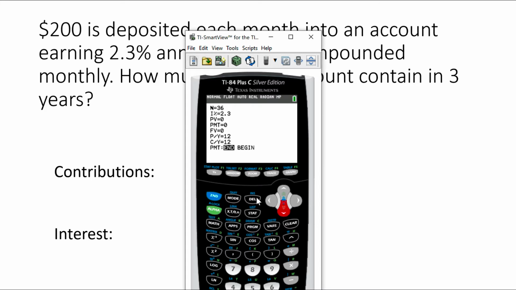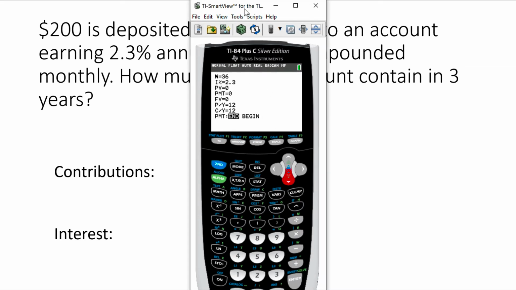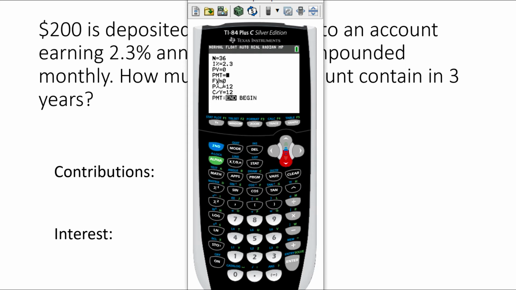Payment. It's payment because it is deposited each month. So it is an equal amount every month. It's equal and it's regular. It has a certain frequency. So we're going to put that into our TVM solver. Now, the $200 is a deposit. That is money moving away from the person into the bank. So that means it is going to be a negative $200.